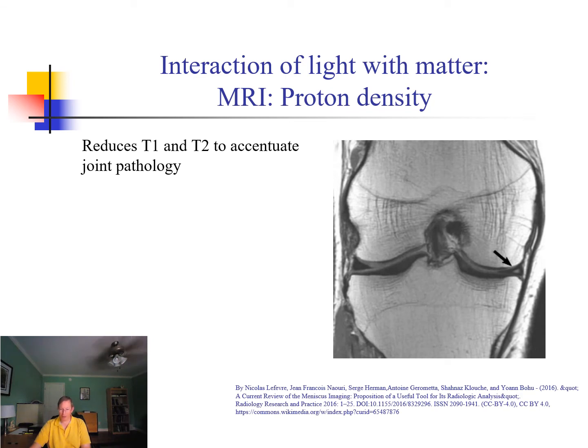Proton density is another type of imaging that's used, and this is mostly used to accentuate joint pathology. This is actually an MRI segment through the knee, where I have the femur and the tibia here. In this case, I can see between the joint a little area over here of pathology that is abnormal. You don't see it on this side. And so proton density a lot of times is used for joint pathology.